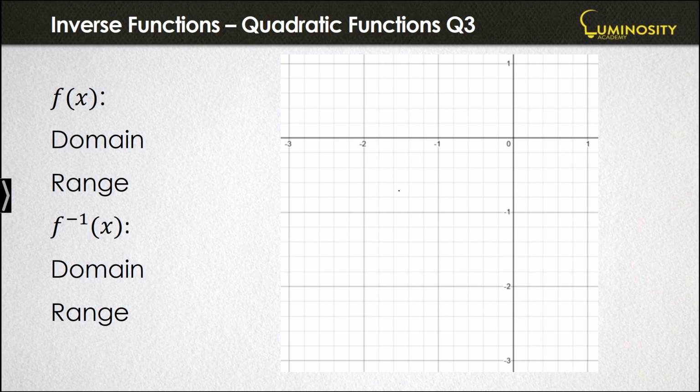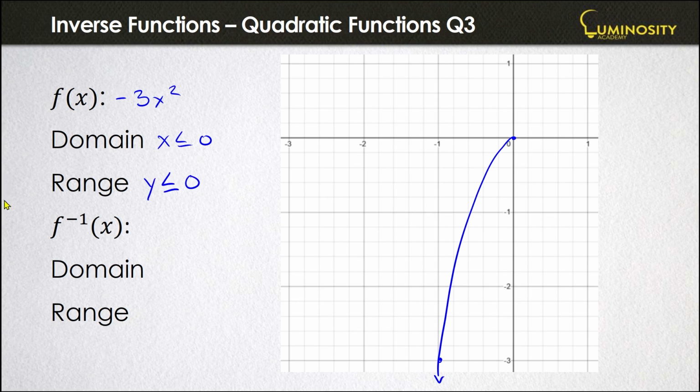Now, we want to try to graph this. So let's see how this comes out. So our original function was minus 3x squared, but our x was less than or equal to 0. So minus 3x squared means that we're going to start here, and we're going to come down there, and it's going to look like this. So our range is going to be y is less than or equal to 0.